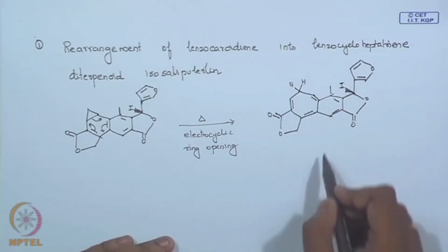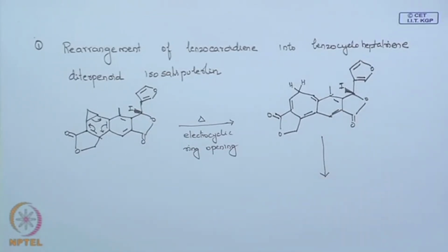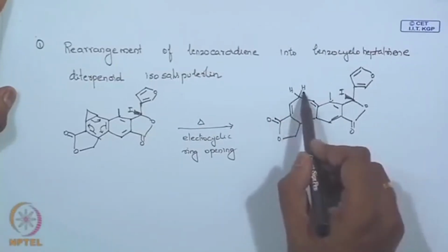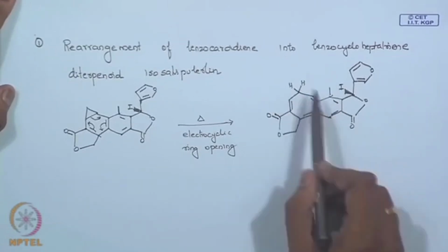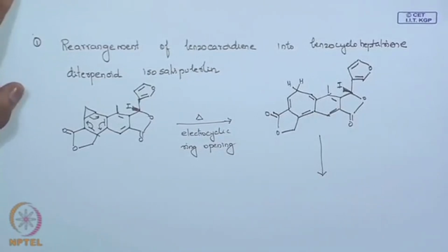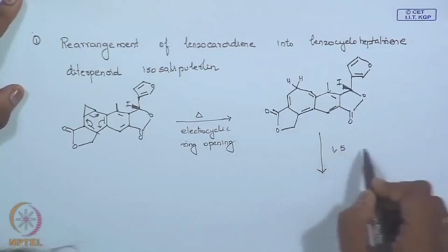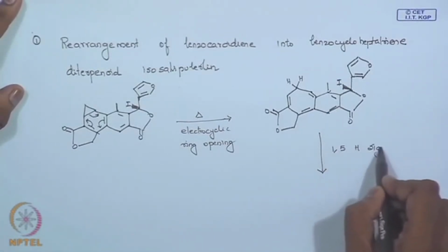Now see the product. Now what will it do? Again, if I think of heating and photolysis, what can this molecule do? Look at the molecule, see these hydrogens. Do you think there is any possibility of this hydrogen undergoing some sigmatropic shift? Yes, it will nicely undergo a 1,5 hydrogen sigmatropic shift. That's good.